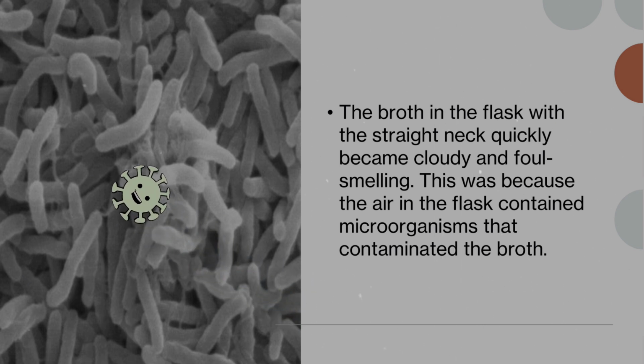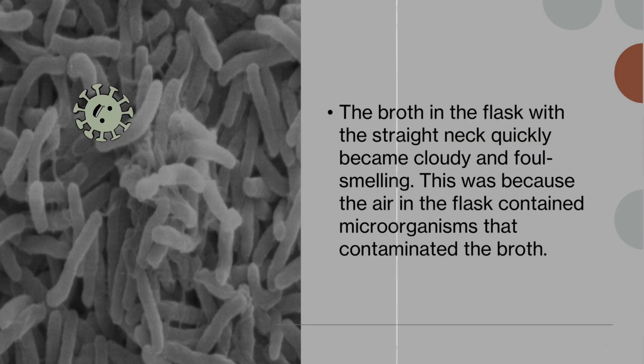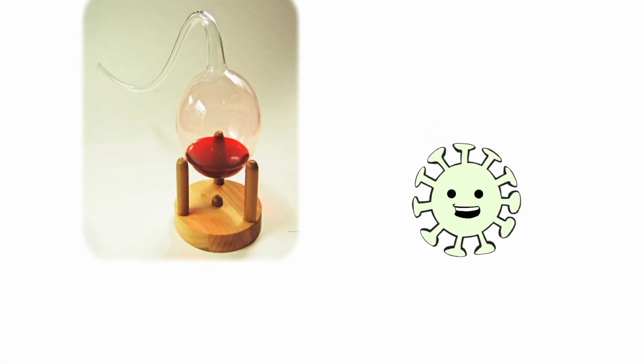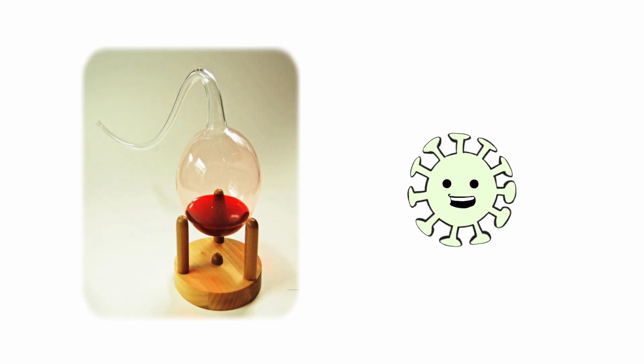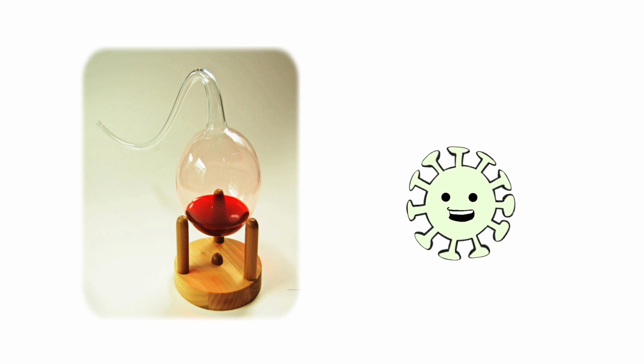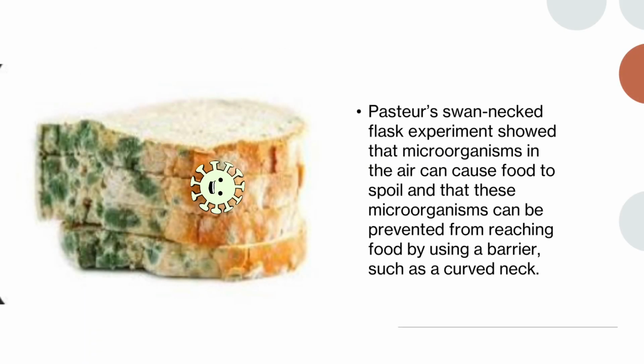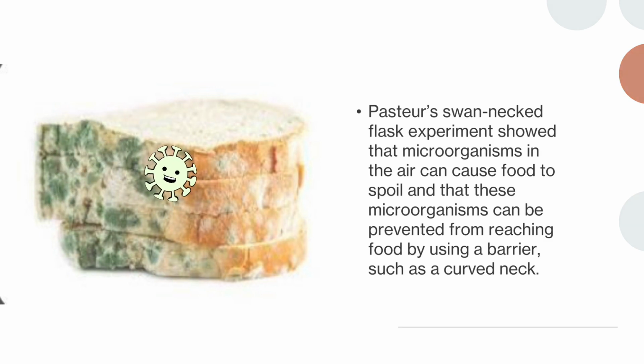This was because the air in the flask contained microorganisms that contaminated the broth. However, the broth in the flask with the swan-necked neck remained clear and odorless. This was because the microorganisms in the air were unable to reach the broth due to the bend in the neck. Pasteur's swan-necked flask experiment showed that microorganisms in the air can cause food to spoil and that these microorganisms can be prevented from reaching food by using a barrier, such as a curved neck.